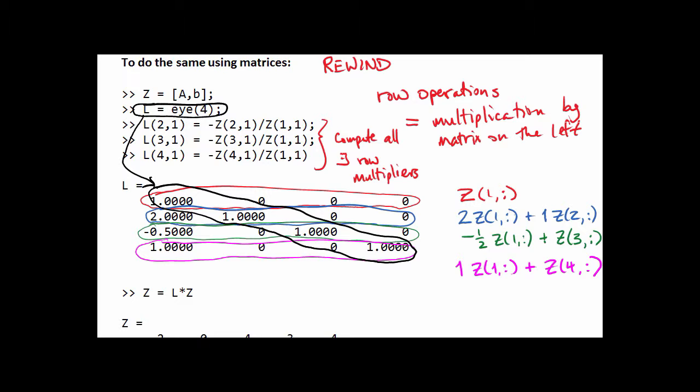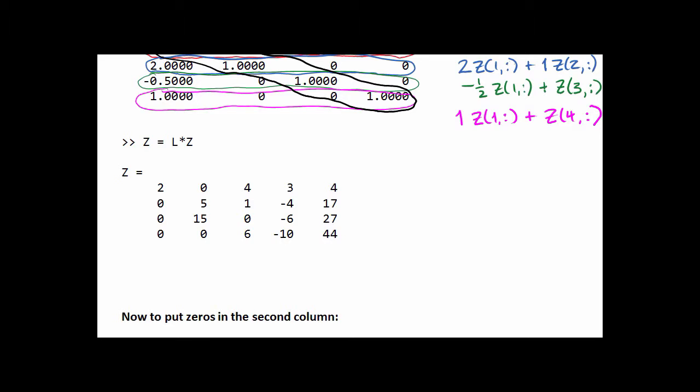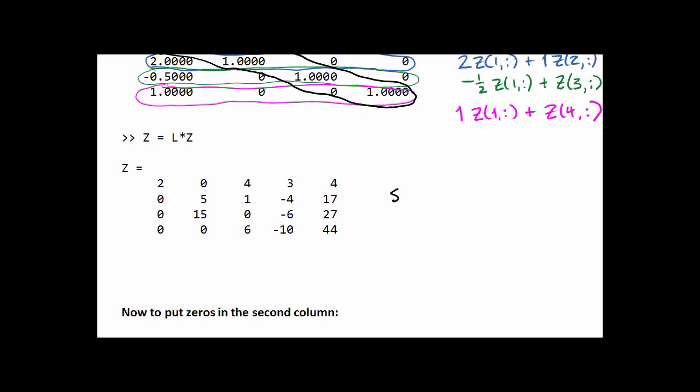And all the other non-zeros are in the first column, right? Because we're doing row operations by adding multiples of that first row. So all those land in the first column. So if we do Z equals L times Z, we get the same Z as before, with the zeros forced into the first column.